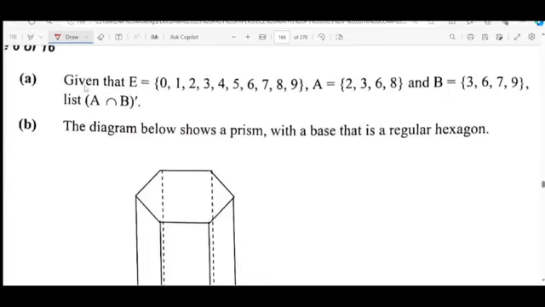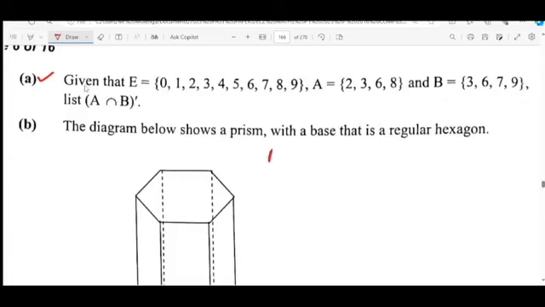Okay, so we now come to our question 10. Under our question 10, we have question A and B. We're going to start with question A. Given that the universal set is equal to 0, 1, 2, 3, 4, 5, 6, 7, 8, 9, then set A is equal to 2, 3, 6, 8, and set B is equal to 3, 6, 7, 9. List, in brackets, A intersection B, complement.